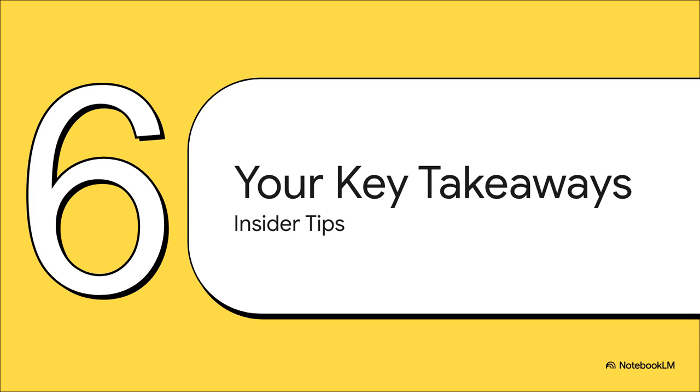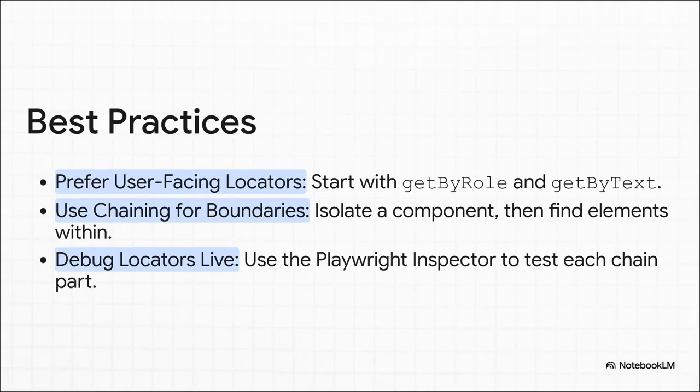All right, we've gone through a lot. Let's boil this all down into the key takeaways, the things that, if you remember them, will put you way ahead of the game. So here are the insider tips, the stuff the top 1% of automation engineers do. First, always prioritize locators that your users see and interact with, things like getByRole and getByText. Second, think in boundaries. Use chaining to isolate a whole component first and then find the smaller elements inside it. And finally, stop guessing. Use the Playwright inspector to build and test every single part of your chain live. It will save you so much time.